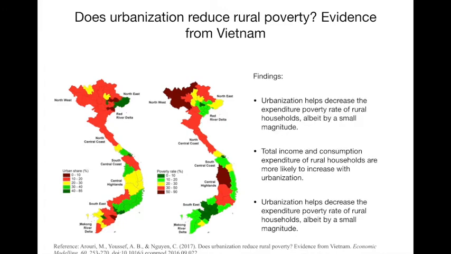And they have some findings, such as they concluded urbanization helps decrease the poverty rate, and the total income increases with urbanization. And urbanization helps decrease the poverty rate of rural households. Of course, there is some gap in this research.